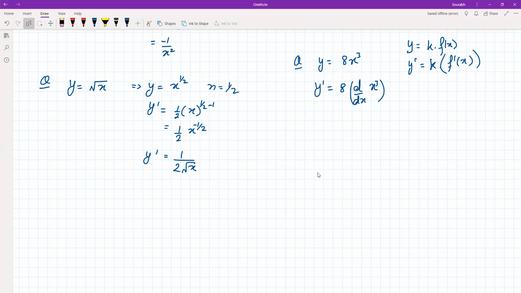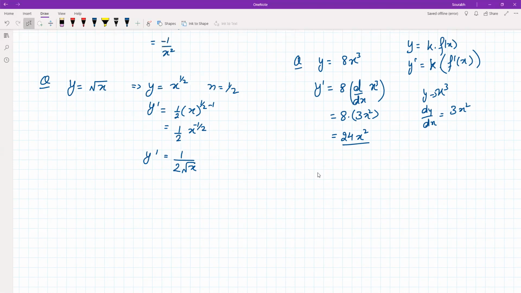That means now we are going to differentiate x cube. Okay, so what will it be? 8 and differentiation of x cube. If y is this, then dy by dx is, as we have just seen, 3x square. So 8 into 3x square, that is nothing but 24x square. That is our second rule.